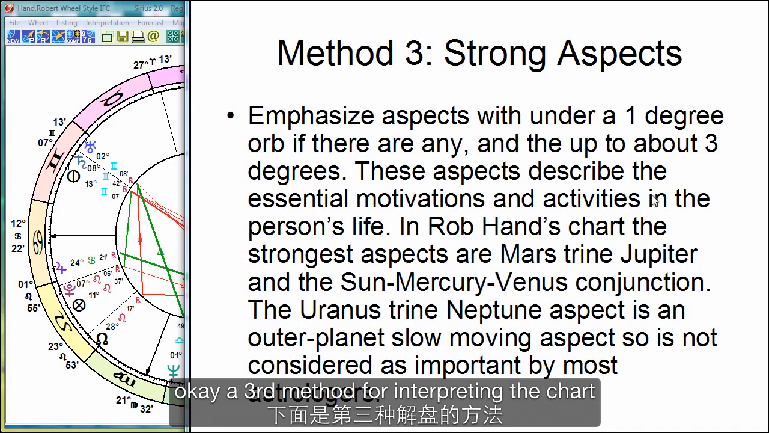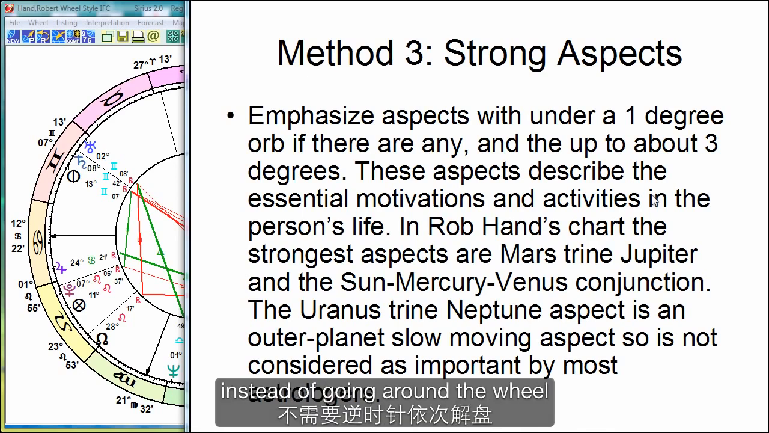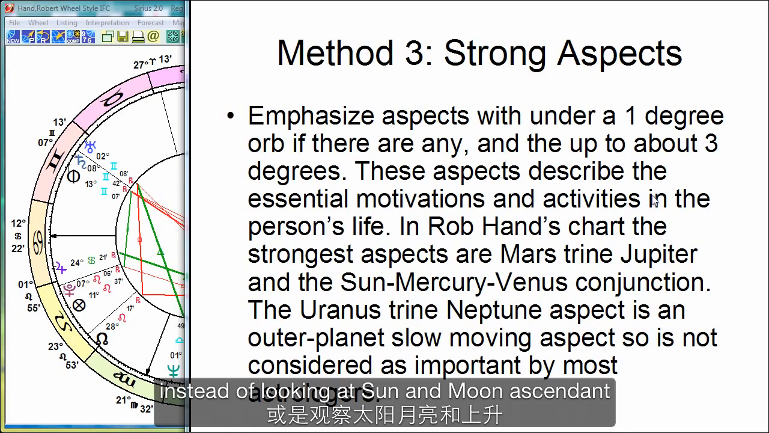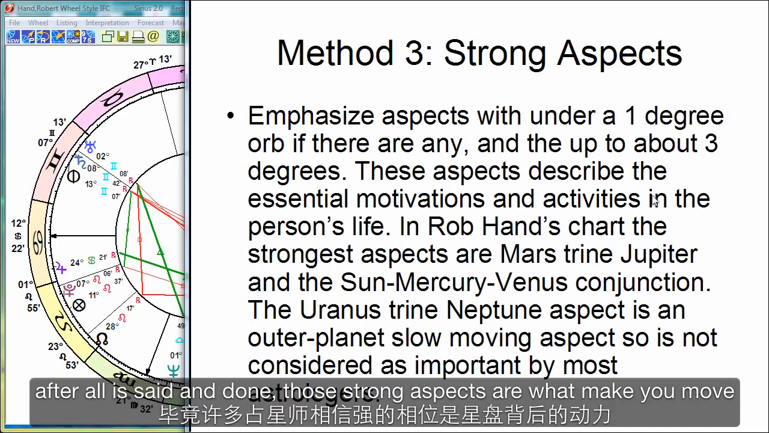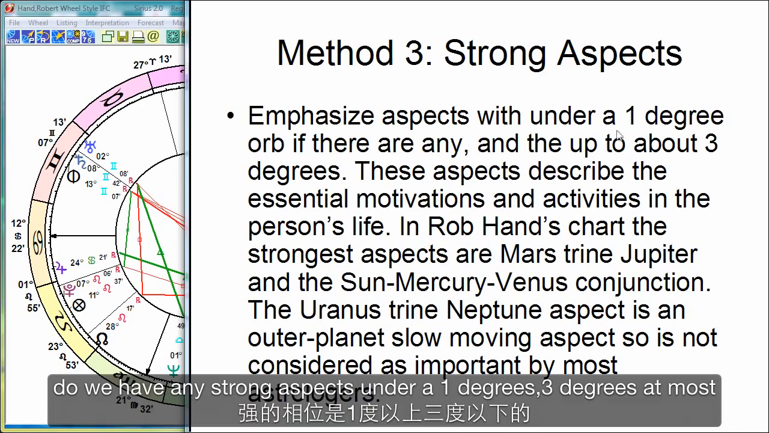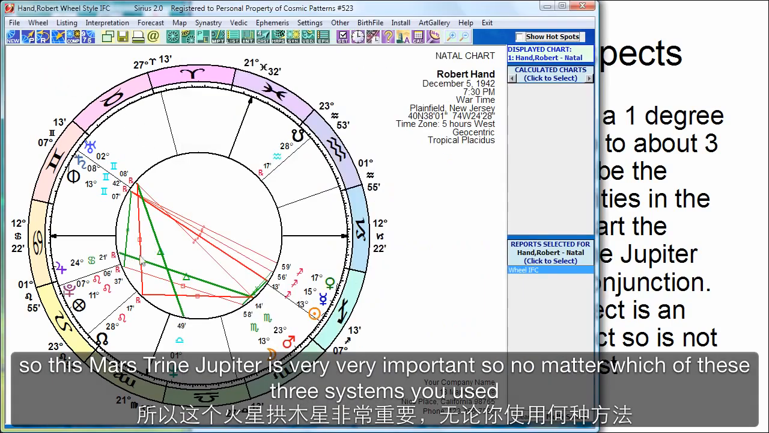Okay, a third method for interpreting the chart is to go directly to the strong aspects. Instead of going around the wheel, instead of looking at Sun, Moon, Ascendant, key right into the strong aspects, because some astrologers believe, after all is said and done, those strong aspects are what make you move. Do we have any strong aspects, say under a 1-degree orb, 3 degrees at most, Mars trine Jupiter, and the Sun-Mercury-Venus conjunction? So this Mars trine Jupiter is very, very important.